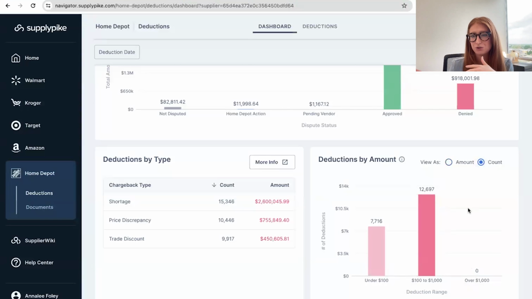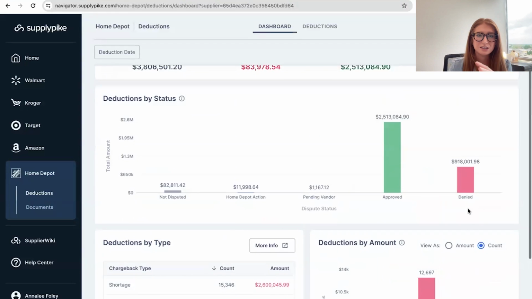And then we also show count, so you can understand the volume of deductions you're getting within those ranges as well. So there's a lot of good information here. Right now there may be a lack of visibility, particularly with the status and just where these dollars are falling. So we really wanted to provide visibility and give a quick way to understand what's going on, what's the big picture here with Home Depot.